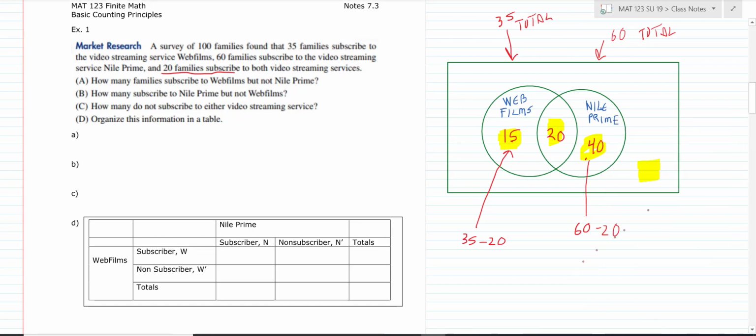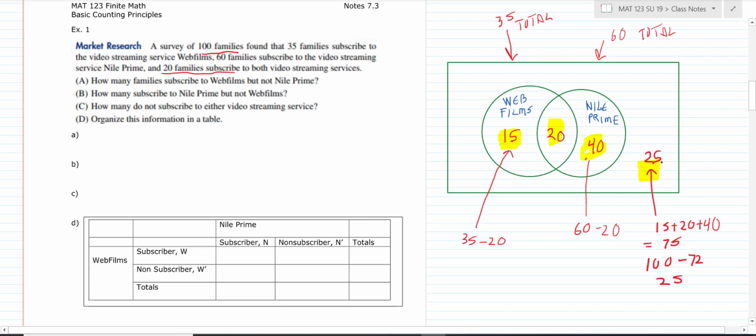And then what goes here, remember we have a total of 100, so first of all you would have to add these numbers up. You would have to go 15 plus 20 plus 40, so that's going to be equal to 75. Then there's 100 families, so you would have to do 100 minus 75 to get the leftover 25. All right, so that's how you figure all that out.